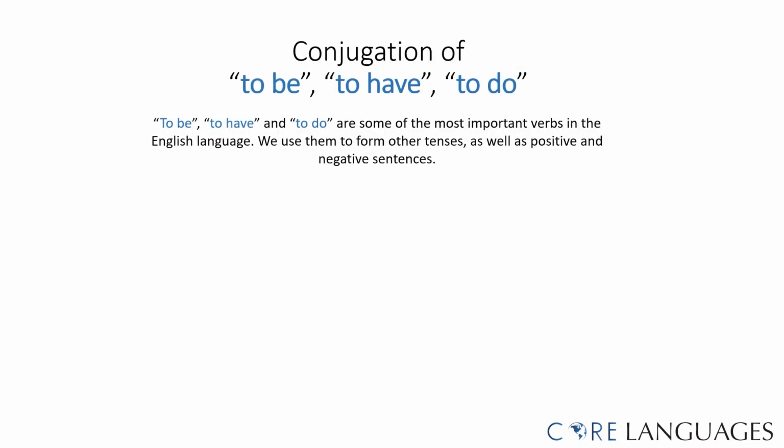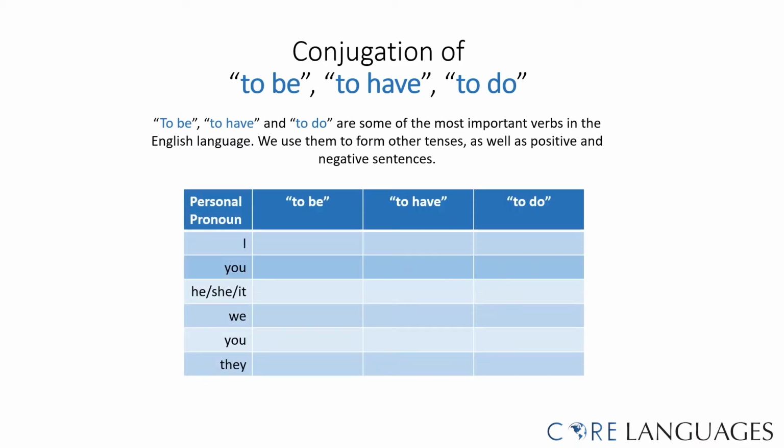It is important to remember the conjugation of the verbs to be, to have, and to do, both in the simple present and the simple past. To be, to have, and to do are some of the most important verbs in the English language. Feel free to repeat after me. This is the conjugation of to be in the simple past. I was, you were, he, she, it was, we were, you were, and they were.